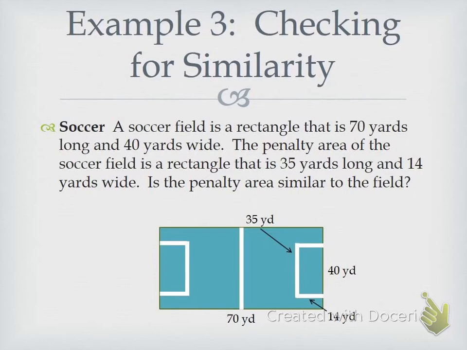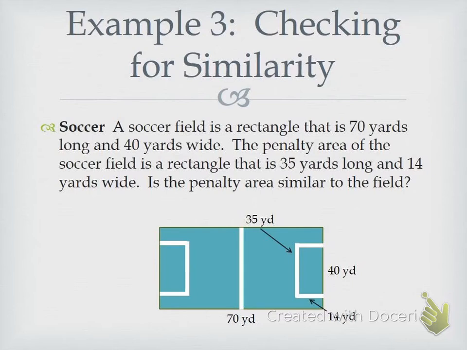A soccer field is a rectangle that is 70 yards long and 40 yards wide. The penalty area of the soccer field is also a rectangle that's 35 yards long and 14 yards wide. Is the penalty area similar to the field?